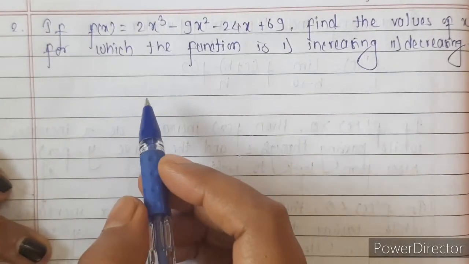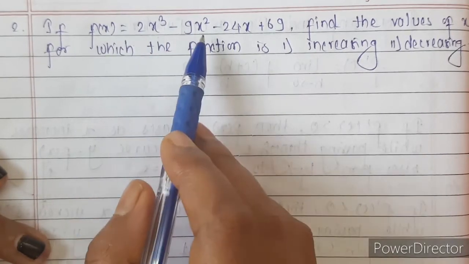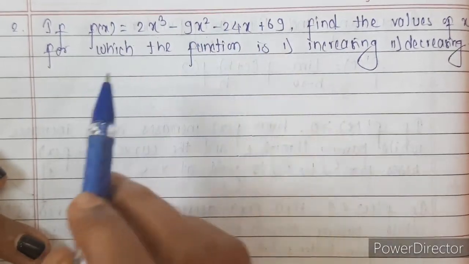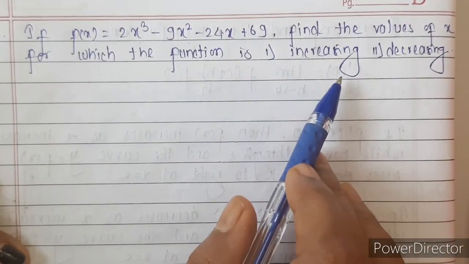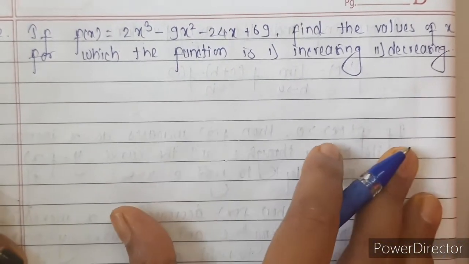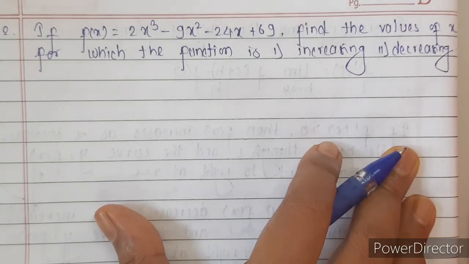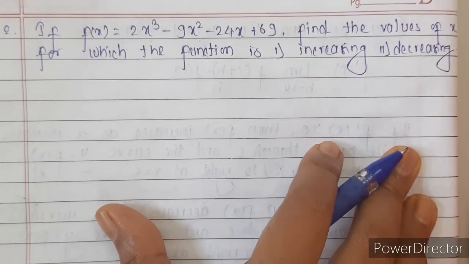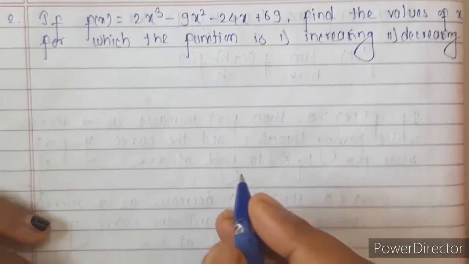Now let's look at the next problem. If f of x is given as 2x cube minus 9x square minus 24x plus 69, we need to find the values of x for which the function is increasing as well as for which the function will be decreasing. So basically we have to find values of x for which this function is going to be an increasing function and for which values of x it is going to be a decreasing function.